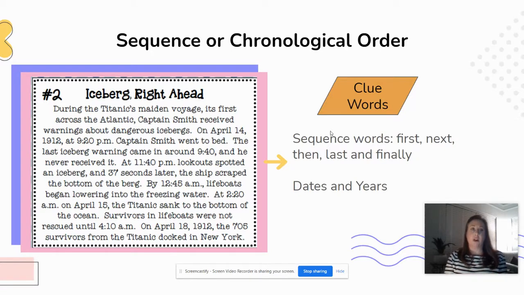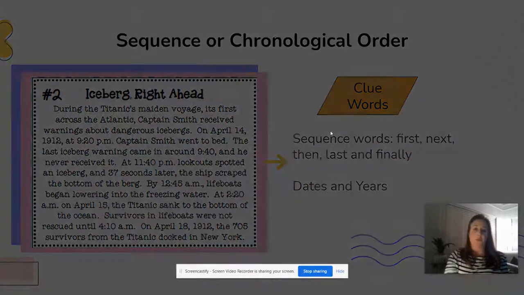All right, so what we saw quite a bit of is words that talked about seconds, we saw minutes, we saw dates, and we saw time. So that is how we know that it's following a particular sequence or that chronological order, and it's nothing else. So when you're looking for things like first, next, then, last, and finally, or you're looking at things like dates and time or even years. All right, so let's look at our next example.